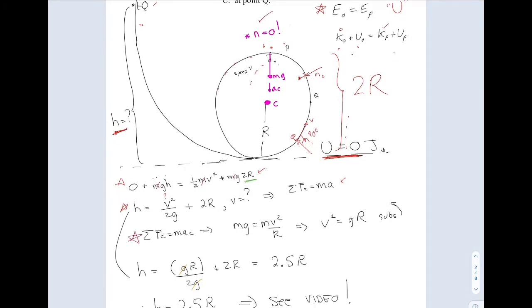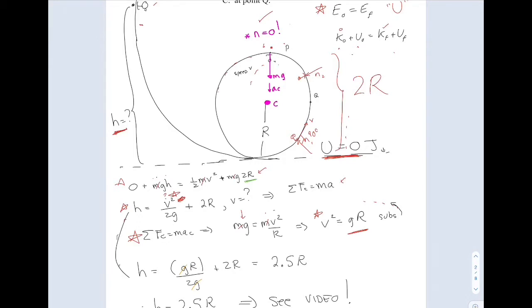So I did F equal ma in the centripetal direction. So mg points down. Okay, that's my positive direction. That's mv squared over r. So mass drops out. So that gives me v. So I just need to solve it for v squared because I have a v squared here. So I take this v squared and I put it back right there.